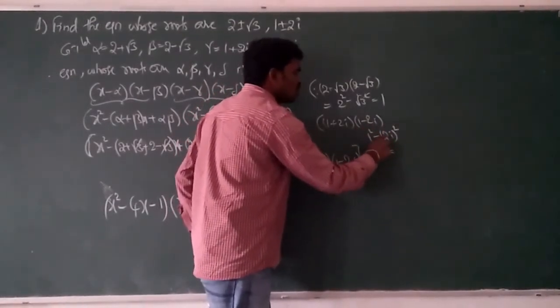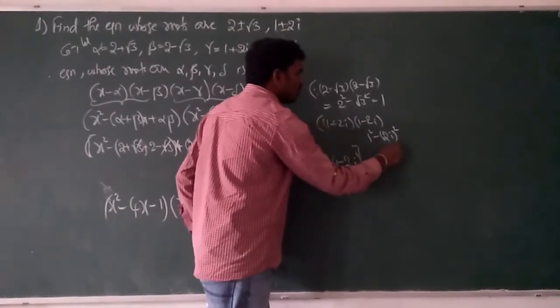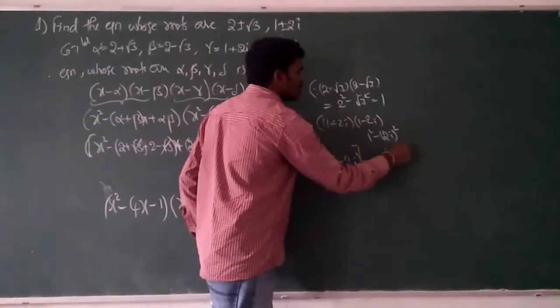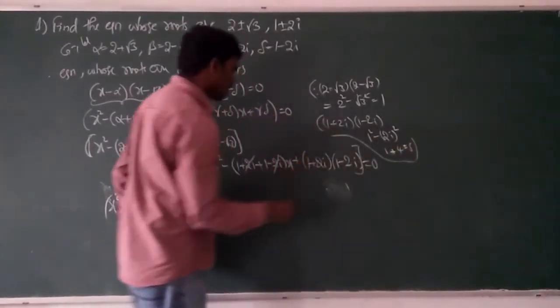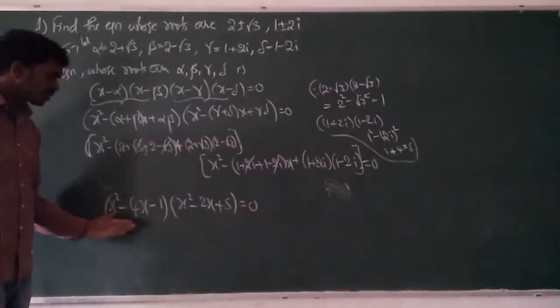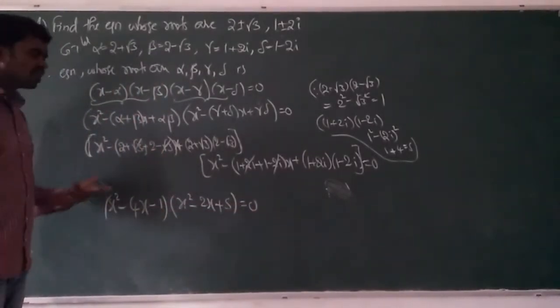1 square means 1, 2 square means 4, i square means minus 1. Minus 1 into minus, plus 1. So it becomes 5. Okay? So plus 5 equal to 0. Then what next? After multiplying each and every term, we can get the answer.